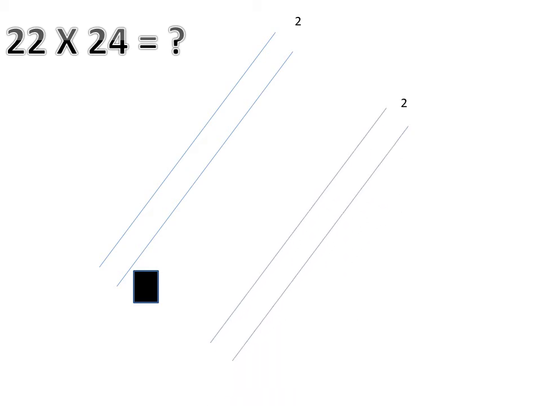Our second number is 24, and its first digit is actually 2. Again, let us draw two lines for the number 2, which is the first digit of 24. Coming up next, let us draw 4 lines for the last digit of 24, which is 4.